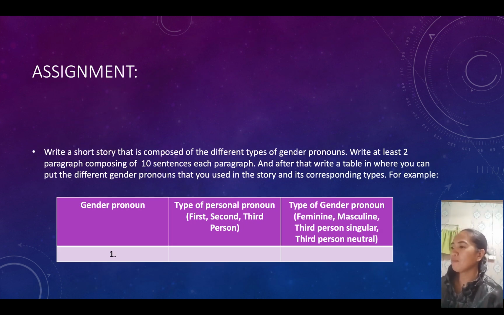Okay, for this one, you will have an assignment. Just write a short story composed of the different types of gender pronouns, and write at least two paragraphs of 10 sentences each. After that, make a table where you can put the different gender pronouns that you used in the story and their corresponding counts. For example, I will give you a table. This is the table: the gender pronoun, type of personal pronoun, and type of gender pronoun. Okay?